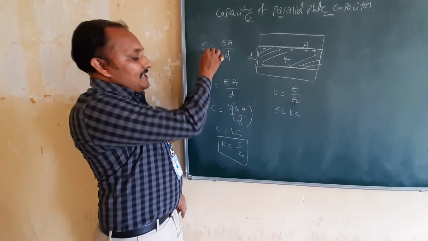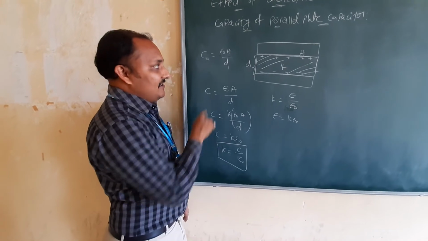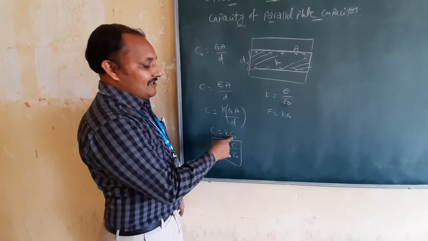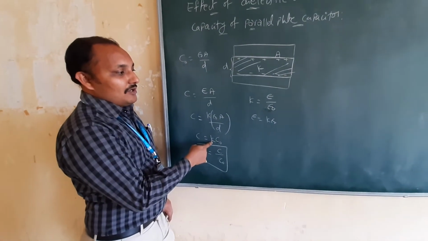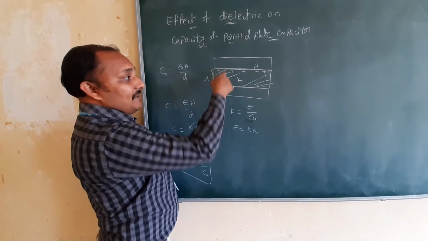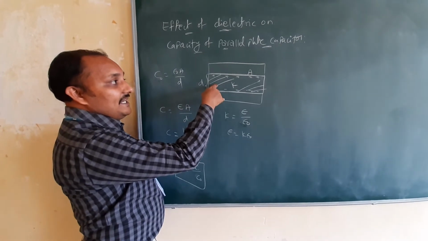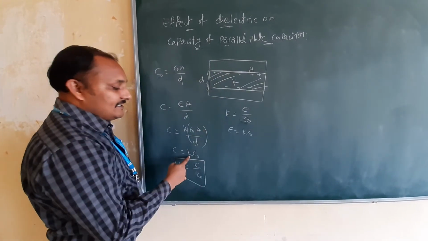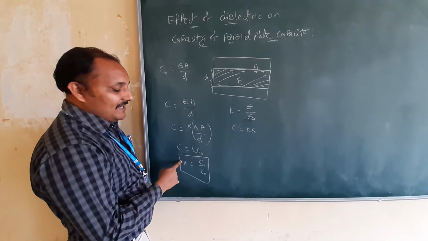Initially C naught, now after placing the dielectric we got K C naught. Which value is more? K C naught value is more, which means C naught value increases by K times. The capacity of a parallel plate capacitor changes whenever we place some medium in between the plates. If a dielectric constant K medium is placed, its capacity is going to increase by K times.